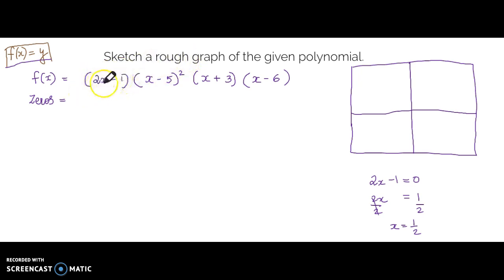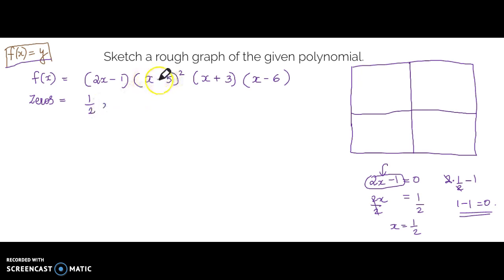So here, instead of x, if I put 1/2, 2 times 1/2 will be 1, and 1 minus 1 will make this factor a 0. Let me show you. 2 times 1/2 minus 1: the 2 and 2 will cancel, and then you'll have the 1 left here, so 1 minus 1. So when you plug in 1/2, the value of this factor is 0. That's why it's called a solution. So from the first factor, we have 1/2 as a solution.